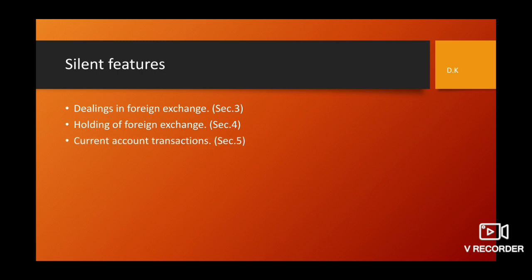Okay, next, section 5. In section 5, current account transactions are discussed. According to section 5, any person may sell or draw foreign exchange to or from an authorized person. Once again, any person may sell or draw foreign exchange to or from an authorized person if such sale or drawal is a current account transaction.